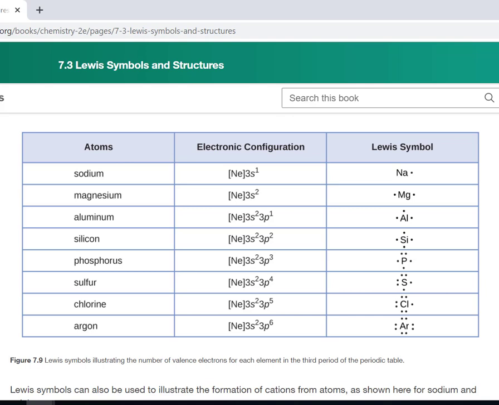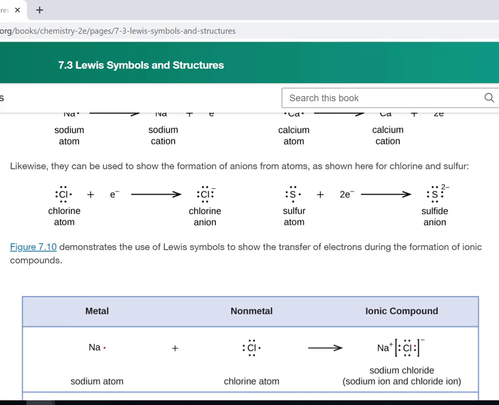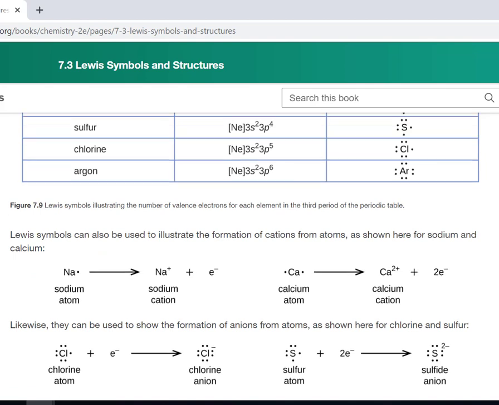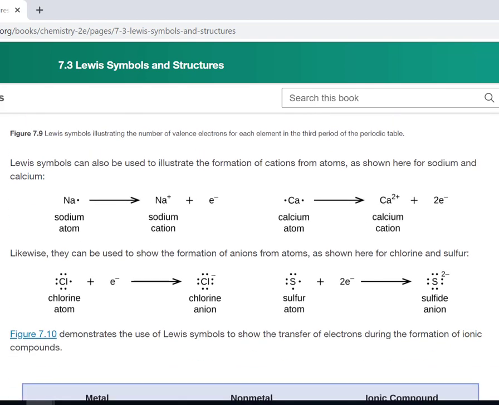Okay, so we're showing period 3 here. This also works for period 4, period 5, period 6, period 2, basically for all of them. One thing we can do with the Lewis symbol is show the process by which we gain or lose electrons.